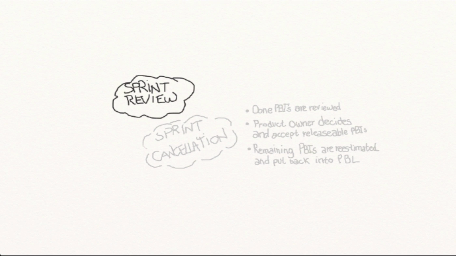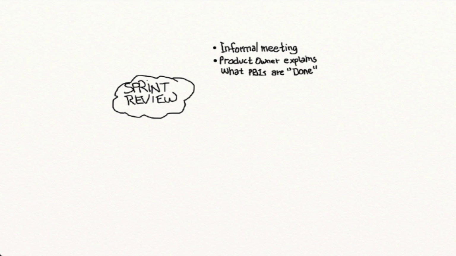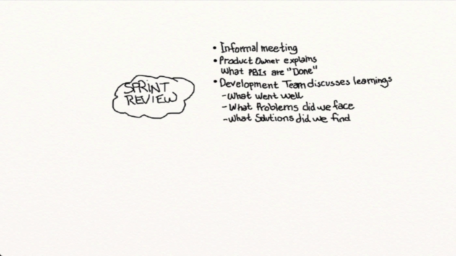A sprint is ended with 2 Scrum events. The first one is called a sprint review. It's an informal meeting where the product owner explains which product backlog items are done and which are not done. The development team discusses the learnings: what went well, what problems did we face, and what solutions did we find to solve these. The development team is demoing the work that is done. That's why this event in other Agile processes sometimes is named the sprint demo.